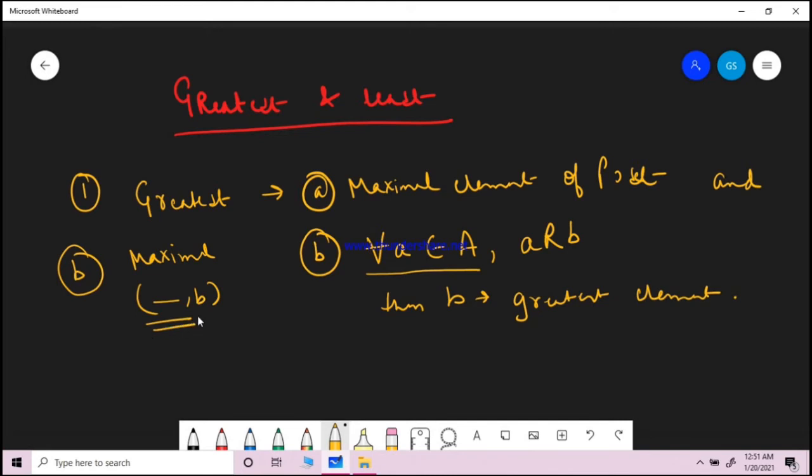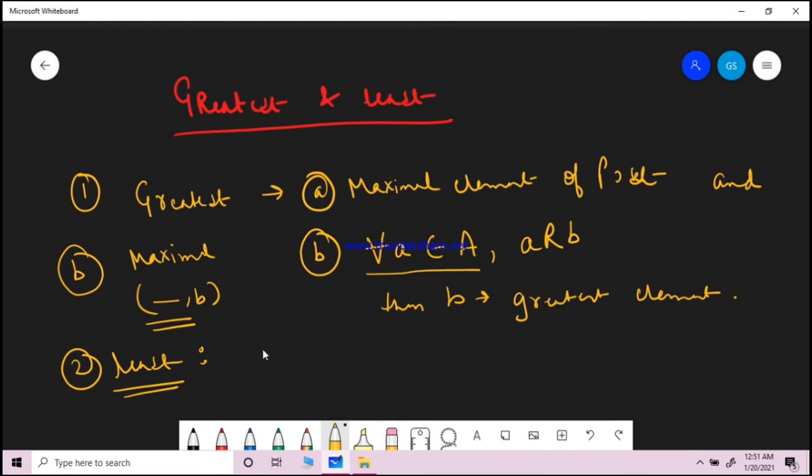Then we can simply say that this is the greatest element. This is the only one, and this is the greatest element. Every other element should satisfy this property. How can you say that a particular element is a least element?